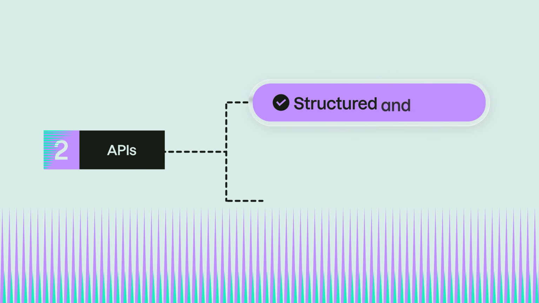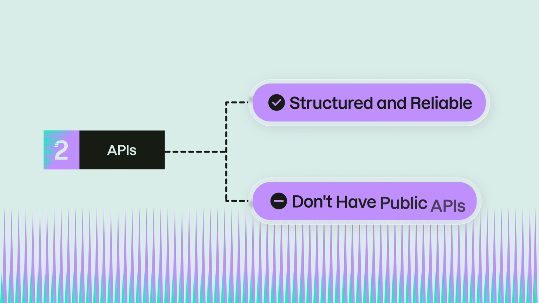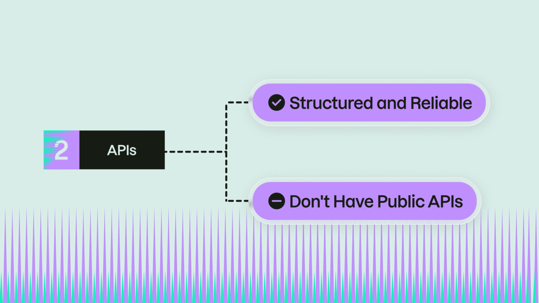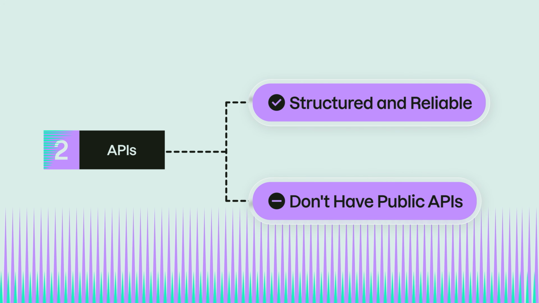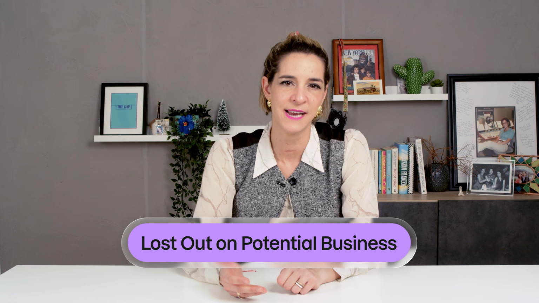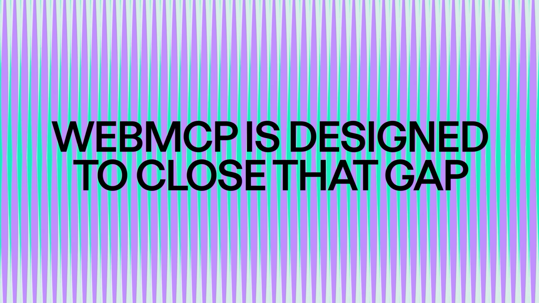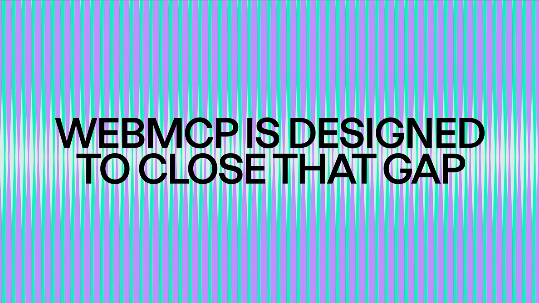The second way is through APIs. They're structured and reliable, but most websites don't have public APIs, and the ones that do often lack features available through the normal interface. There's no standardized middle ground, no way for a website to tell an AI agent, here's what you can do here, and here's how. And because of that gap, agents arriving at your site will give up fast, meaning you've lost out on potential business. WebMCP is designed to close that gap.